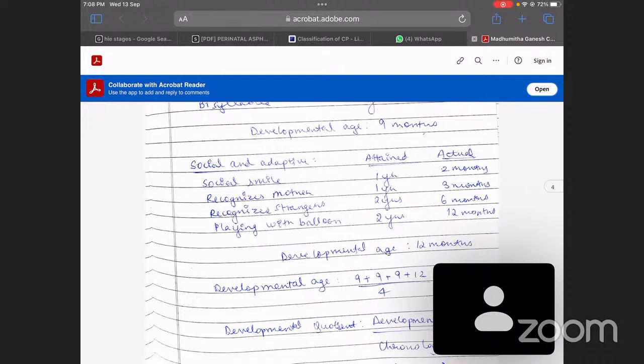So hearing assessment and vision assessment are equally important in any CP or any neurodevelopmental case. You may not be able to perform them during your examination, but in your management part, you have to say that I would also follow up with hearing and vision problems, because they are among the most common comorbidities associated with any CP child. Okay?